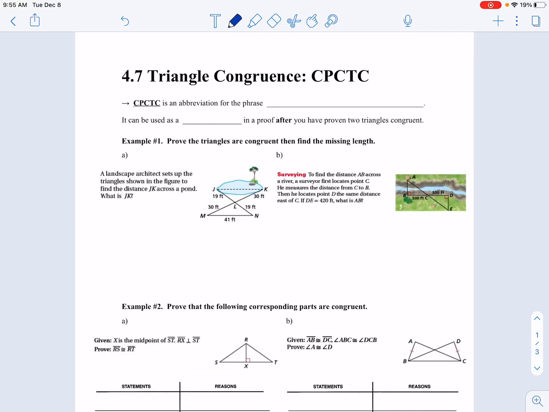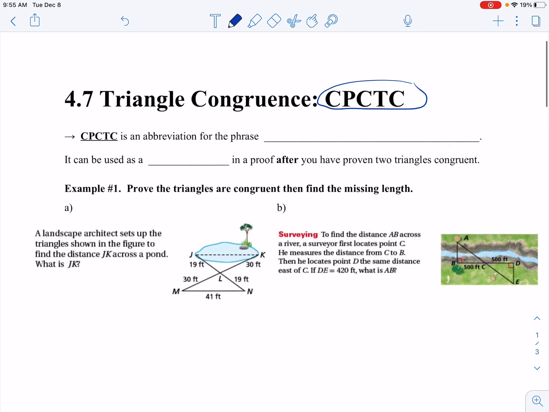All right, our last section of Unit 4 continues with triangle congruence, but now we reference that the corresponding parts of congruent triangles are congruent. So let's go ahead and list that out.